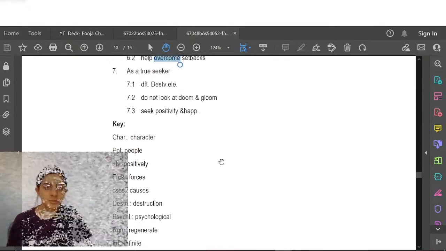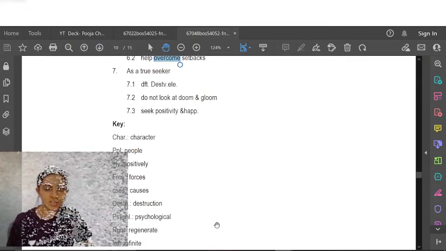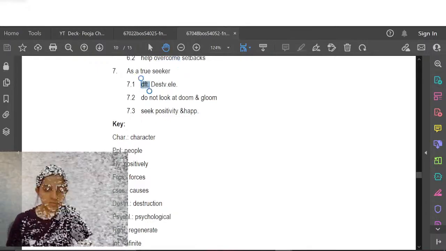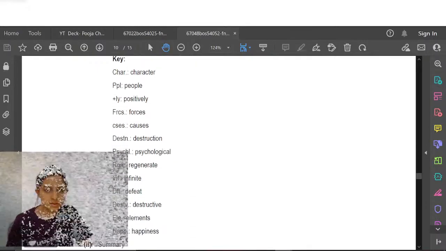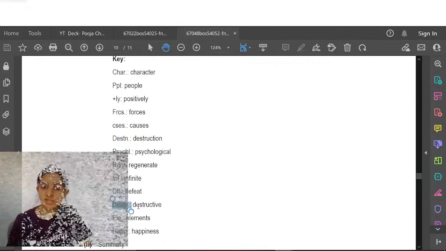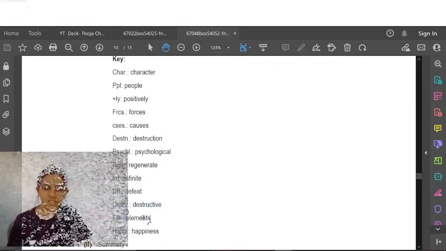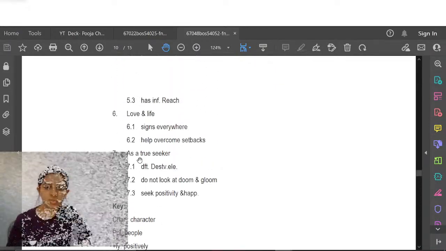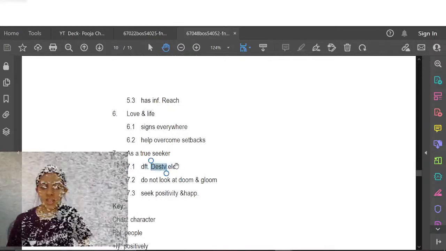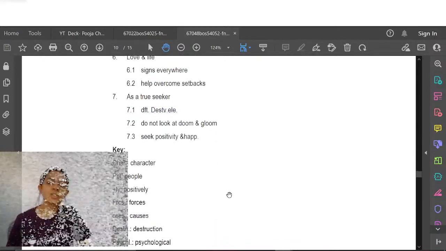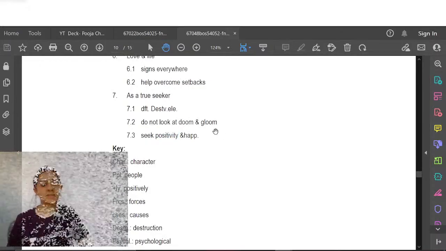Okay, first, defeat. Here are the words. DFT means defeat, DSTV means destructive, ELE means elements. So defeat destructive elements. Do not look at gloom and doom and seek positivity and happiness.